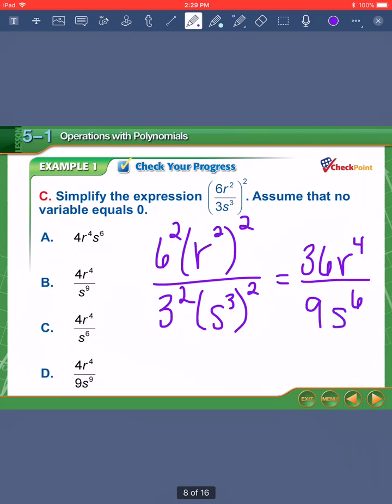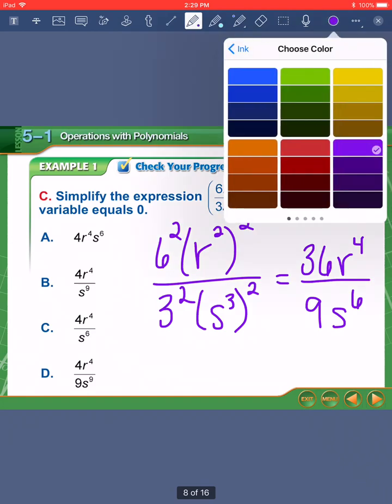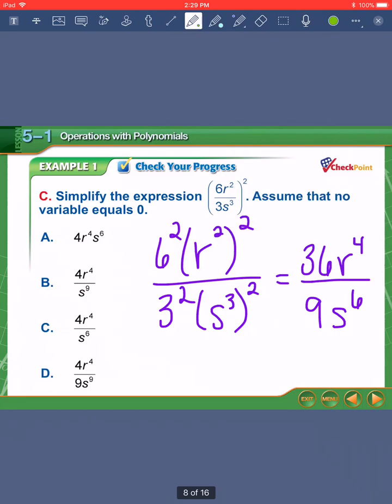And then the last step is, can we simplify any further? Which we are able to. The 36 and the 9 can simplify, so they both are divisible by 9. So 36 is now 4, 9 is now 1. And then I only have r's on top and s's on bottom. So this is 4r to the 4th over s to the 6th.